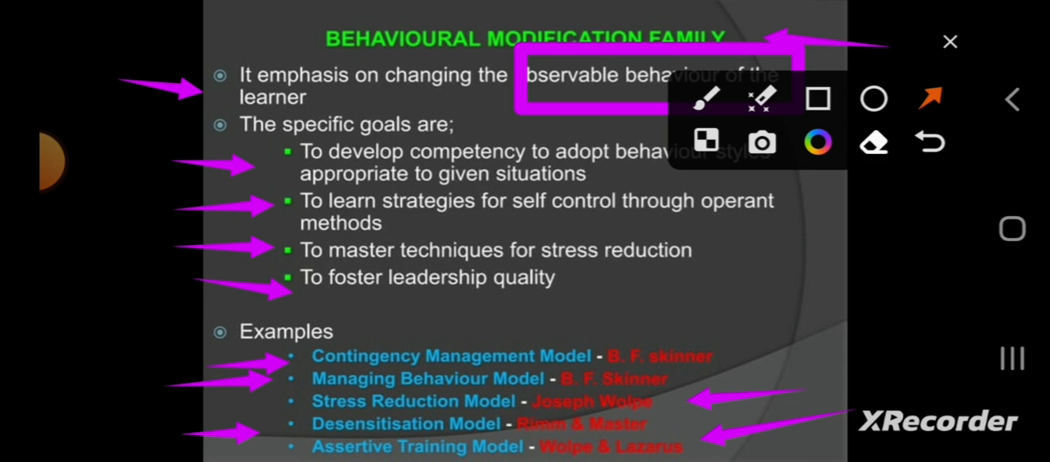Helps individuals develop self control, improve communication skills, and build confidence, which can contribute to better stress management and leadership qualities. These models offer various strategies for behavior modification, stress reduction, and personal development.